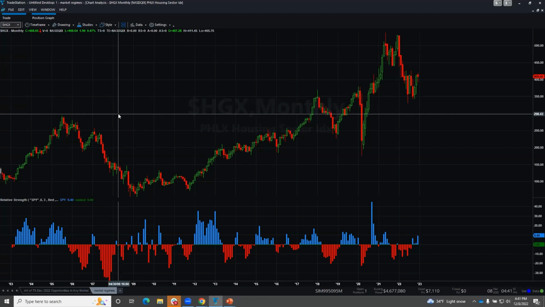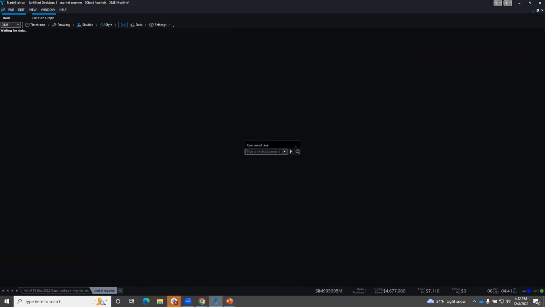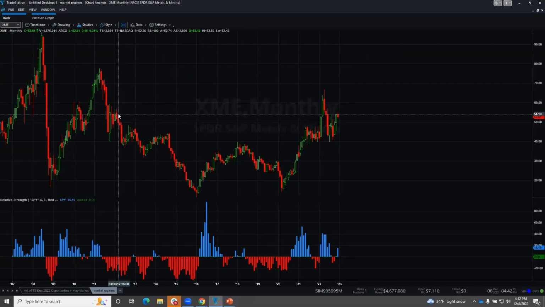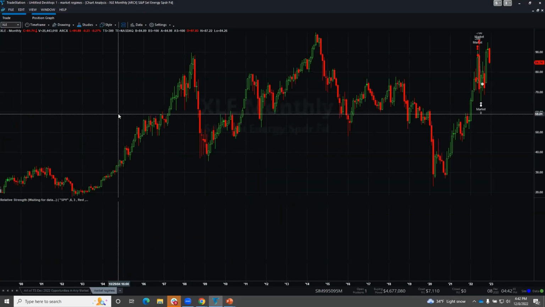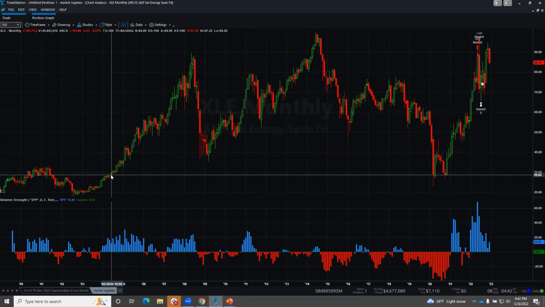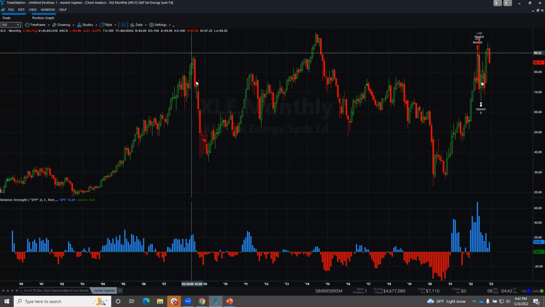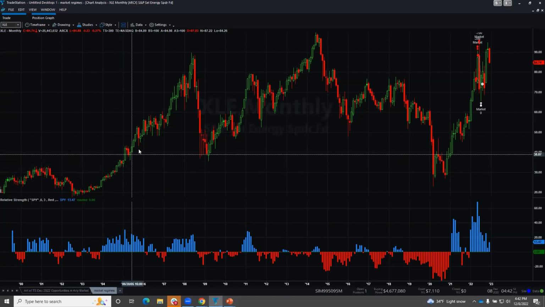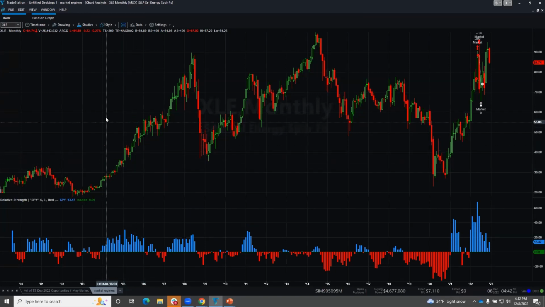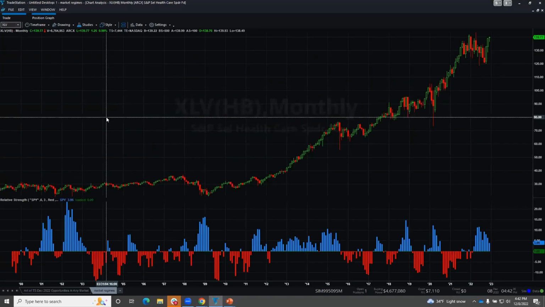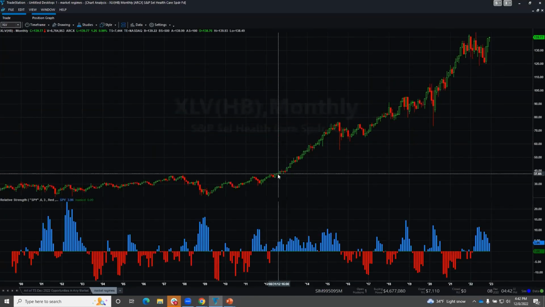If we look at something like energy, I think we can start with XME. Let me see if I can get this to work. No, let's start with energy. You can see energy was bad for a long time. And then in this period of time, long before oil went over $100, you can see this relative outperformance of energy.